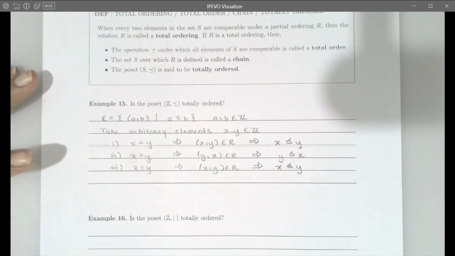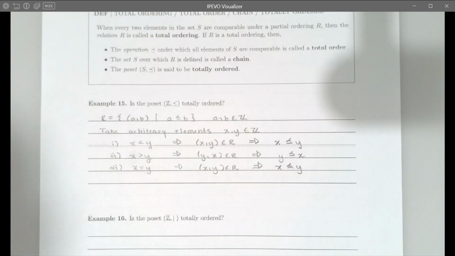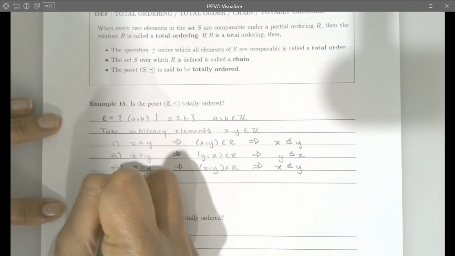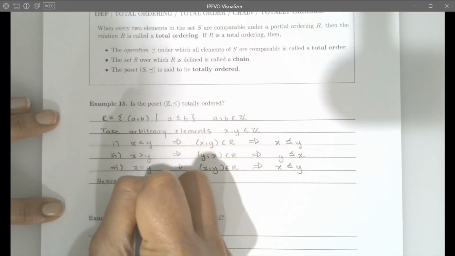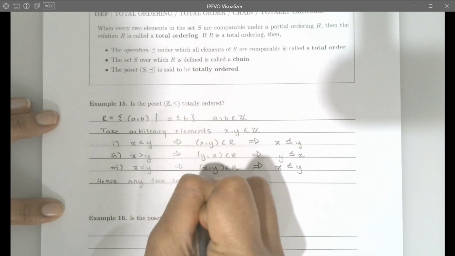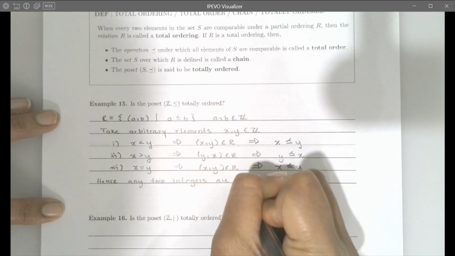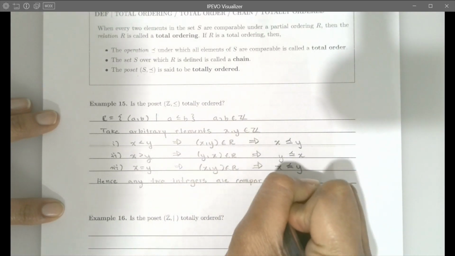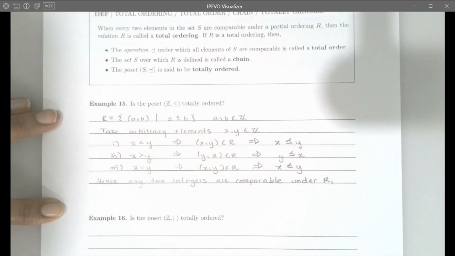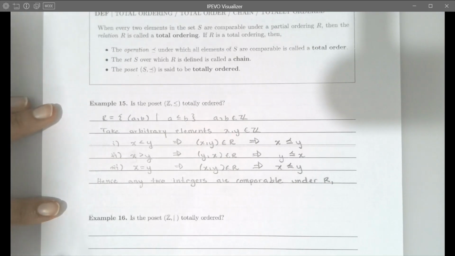So we can see that in any of the three possible cases, x and y are comparable, right? And this is an arbitrary element, so it means that it works for any two integers that you pick. Okay, so hence any two elements, which are supposed to be integers, so any two integers are comparable under R. And this makes the poset a totally ordered set.